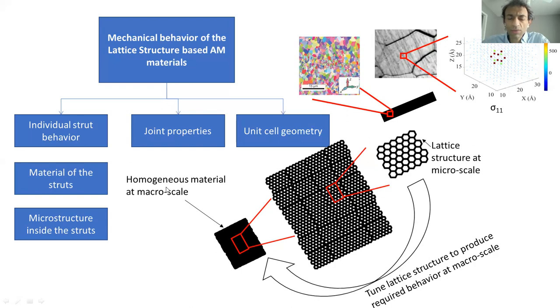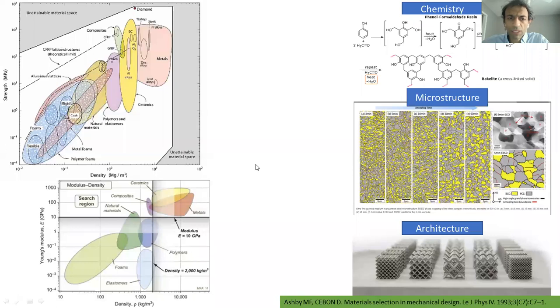But in this project, I want to focus on the effect of this lattice design. As we know, lattice materials can be used to span some of the empty or sparsely populated spaces in an Ashby chart, especially where your density is quite low, but the strength is still high. You can see some lattice structures here. Like I mentioned before, we can tune both microstructure and architecture. In this project, I want to focus on architecture.